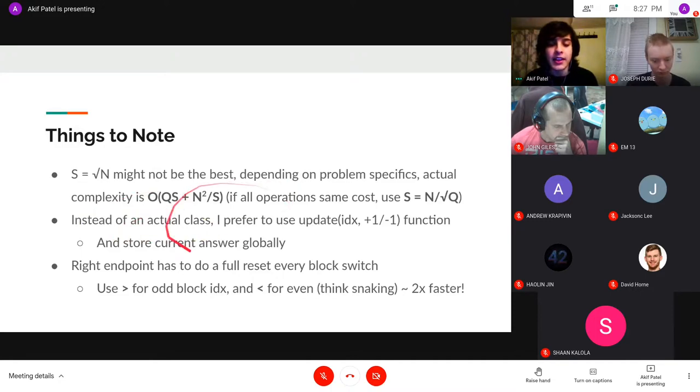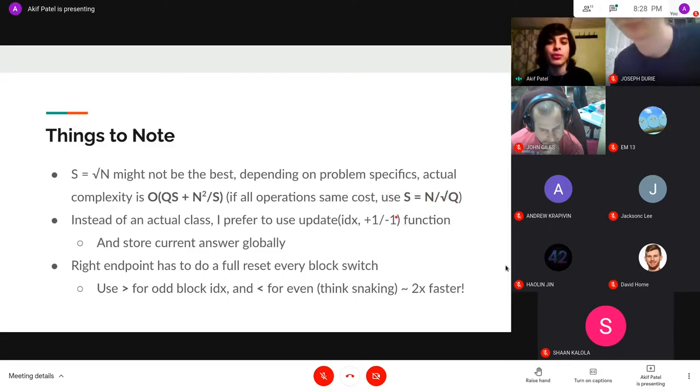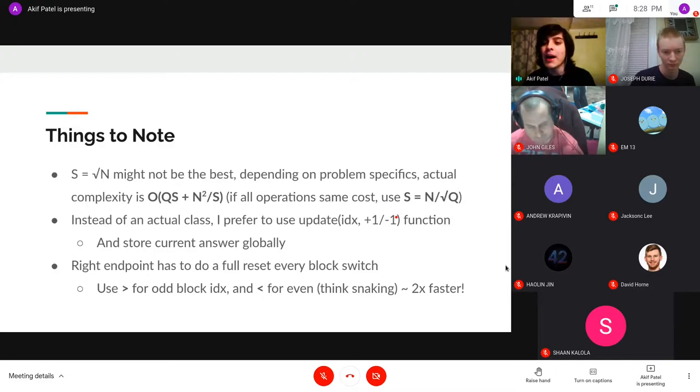So here specifically, instead of using s equals square root of n, the more general time complexity is q times s, where s is the block size, plus n squared over s. And if all operations cost the same, this is smallest at s equals n over root q, not just root n. If the operations differ, it's up to the problem specifics. This is not something that will matter a huge amount. Most of the time, q and n are the same, and you should have ample time in the time complexity to pass, but it's something to keep in mind if you're trying to squeeze under the time limit. It can give you quite a big factor of improvement.